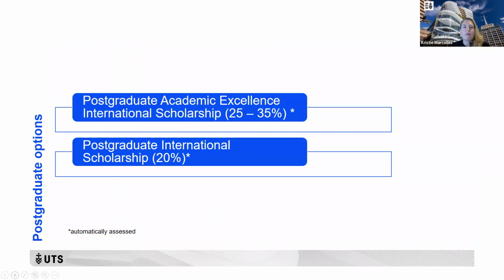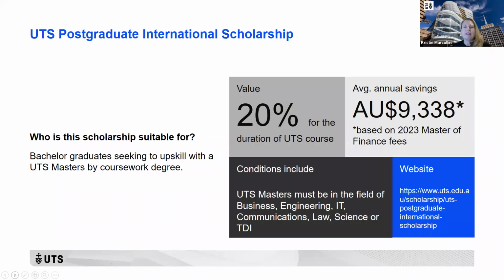So at the postgraduate level, there are two scholarships that are most common: the Postgraduate Academic Excellence International Scholarship and the Postgraduate International Scholarship. These are automatically assessed, so you don't need to provide a separate scholarship application to be considered for those scholarships. We have the UTS Postgraduate International Scholarship valued at 20%.